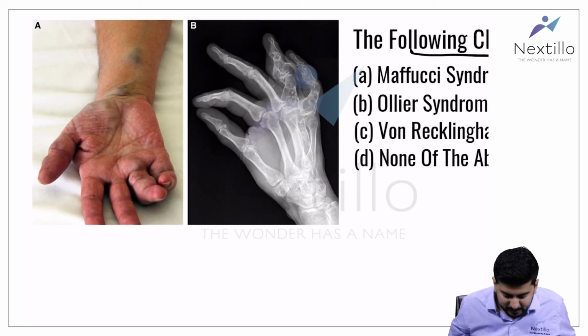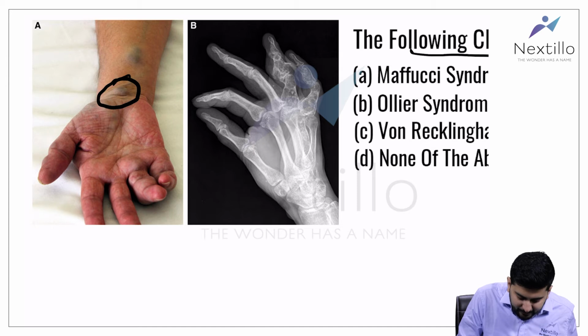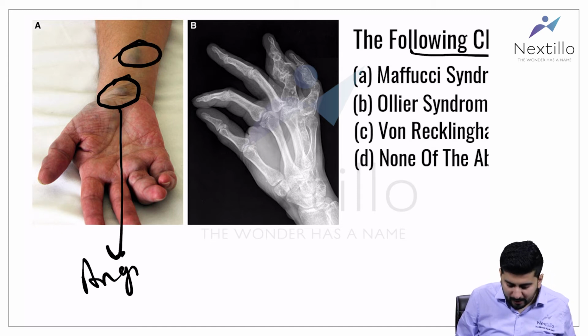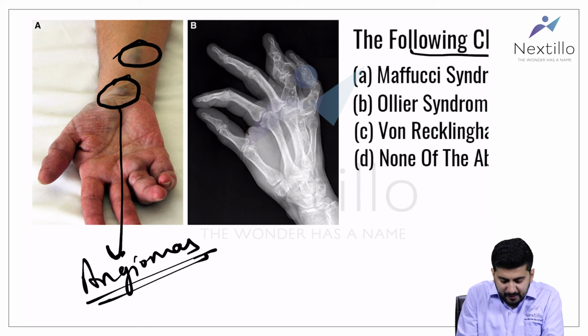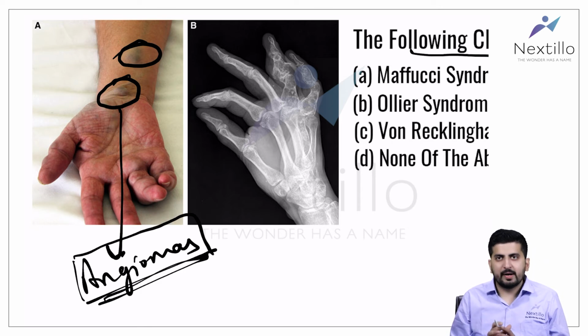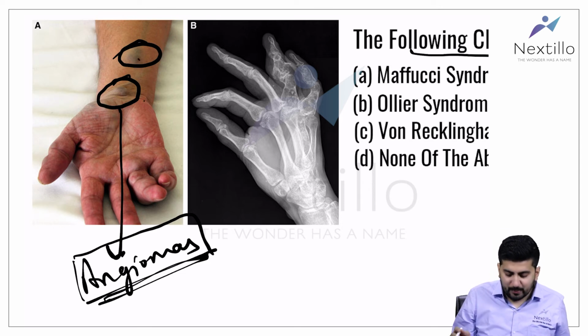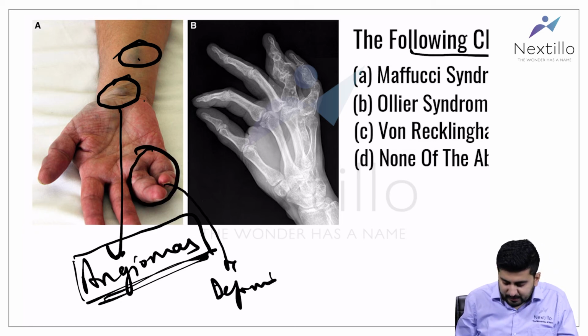Now if you look at this picture carefully, you will see that there are angiomas over the patient's wrist joint. Now angiomas are basically fluid, blood-filled cavities, and there are multiple angiomas in this case. Also, what you see here is that there are deformities of the fingers.